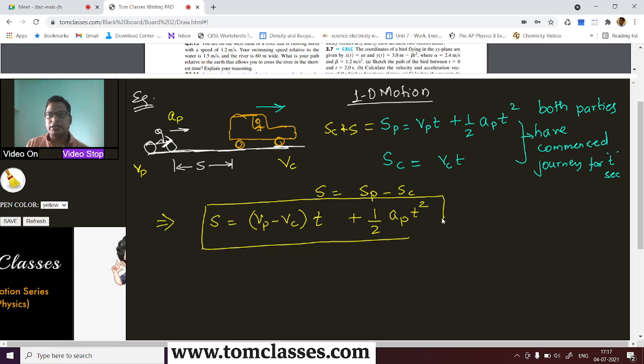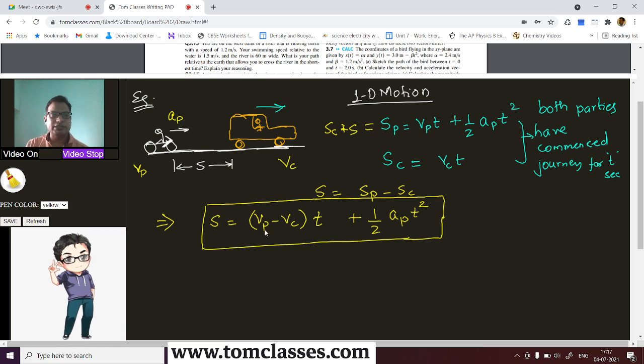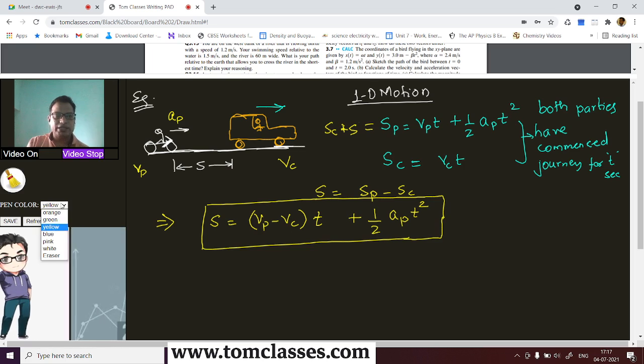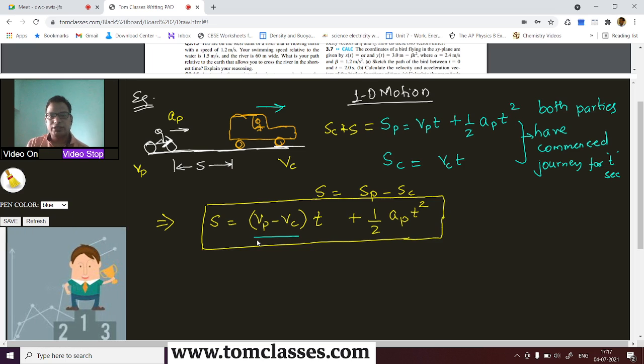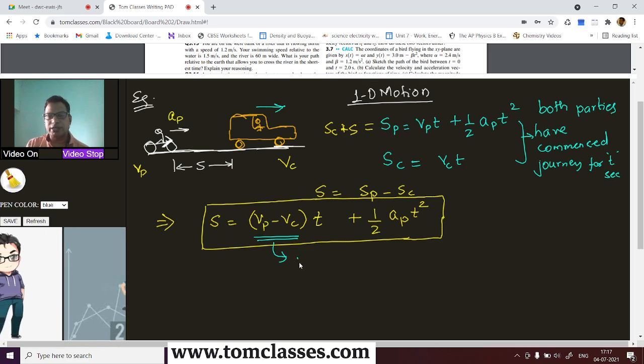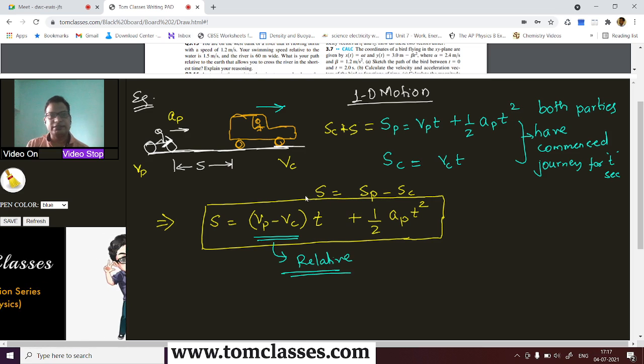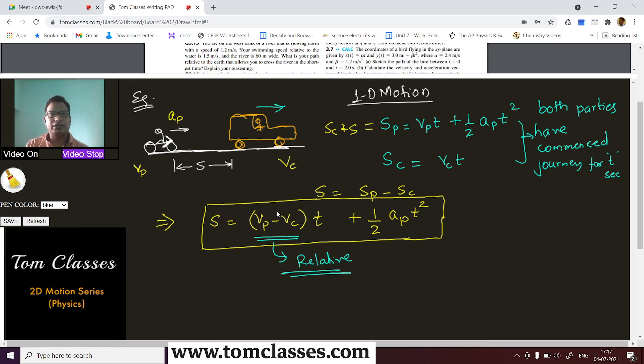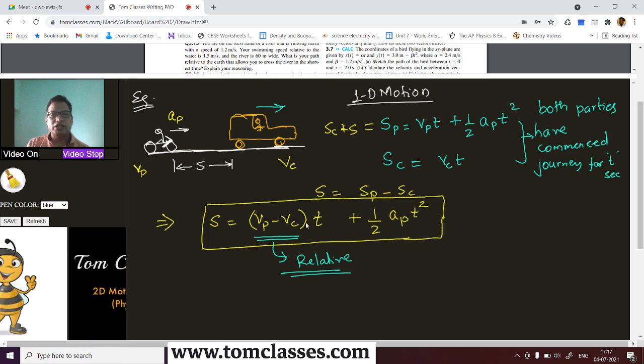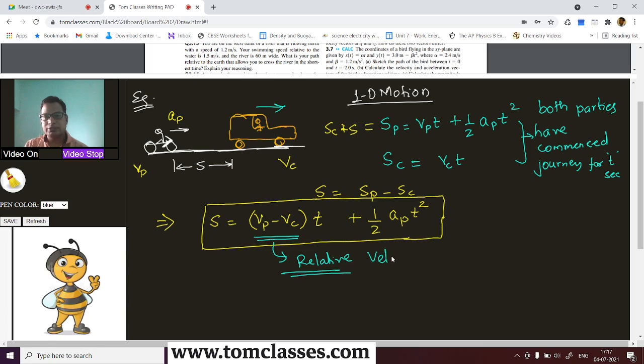So this is the distance. You see what has happened with the velocity. This is the initial velocity, and this initial velocity has now become relative. This is relative, and that relative distance has been covered with this relative velocity.